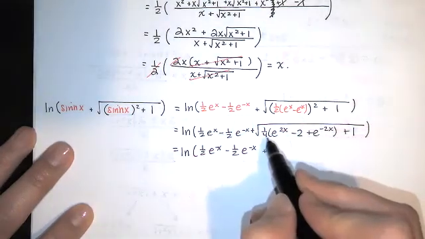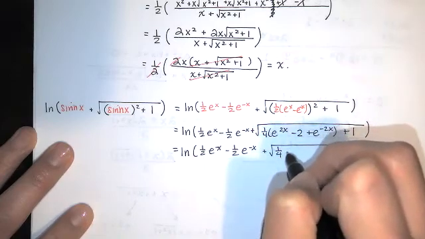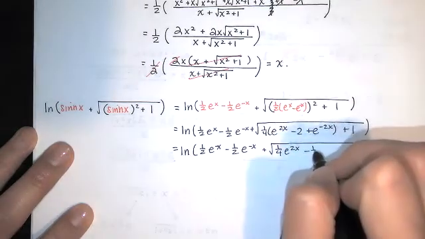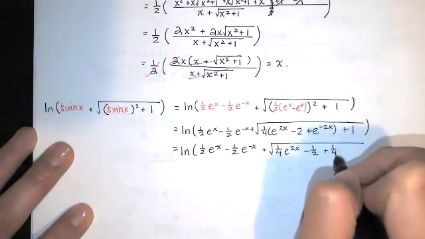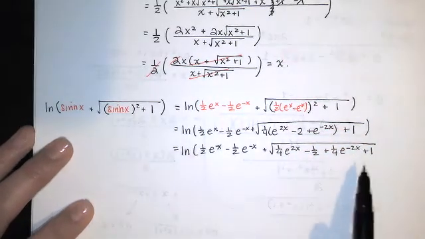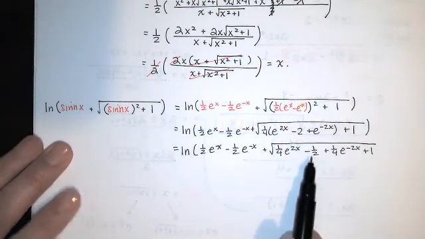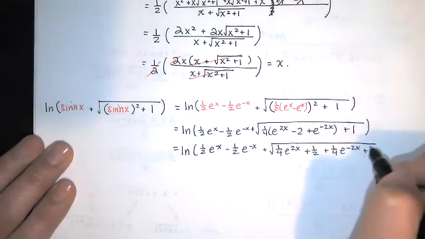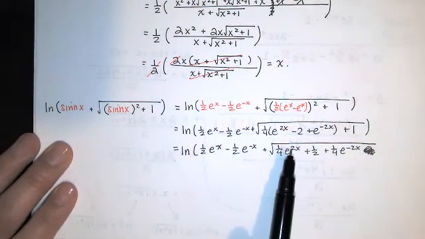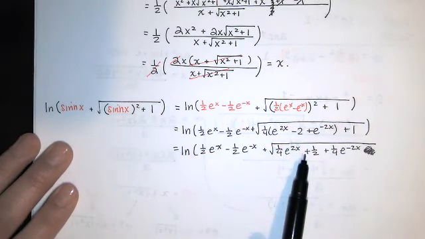Watch this. If we distribute that 1/4 through to everything, we have 1/4 e to the 2x, and that 1/4 times negative 2 is negative 1/2, plus 1/4 e to the negative 2x, plus 1. But adding that 1 to this negative 1/2 just changes the sign. It changes that negative 1/2 to a positive 1/2. And that's a clue, because now this looks almost identical to what I had before. I just changed the sign.